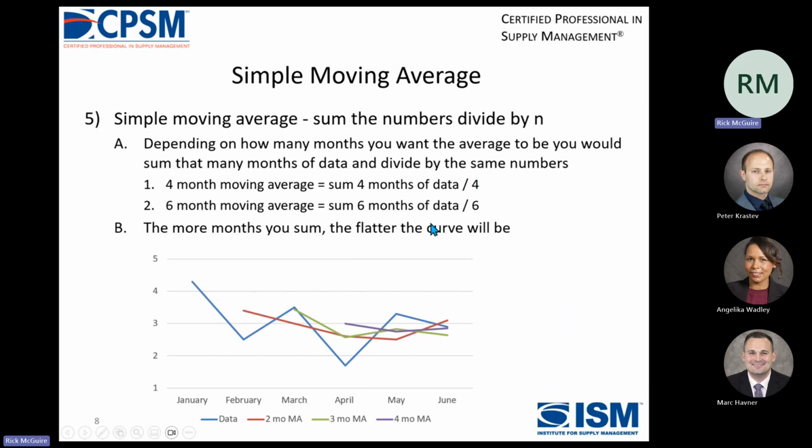And the more you sum, the flatter the curve. So as you see here, the data is the blue line, very up and down. And 4-month moving average is the purple line, which is much flatter. And as you go from 2 to 3 to 4, it becomes flatter.